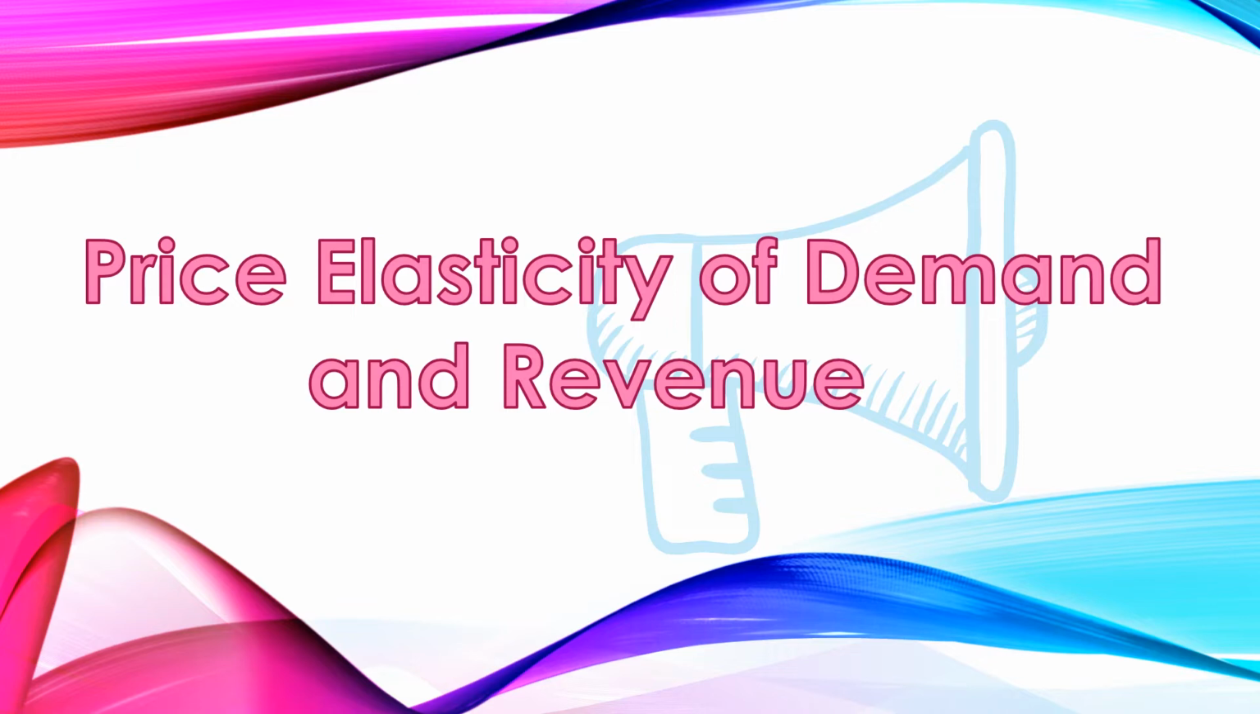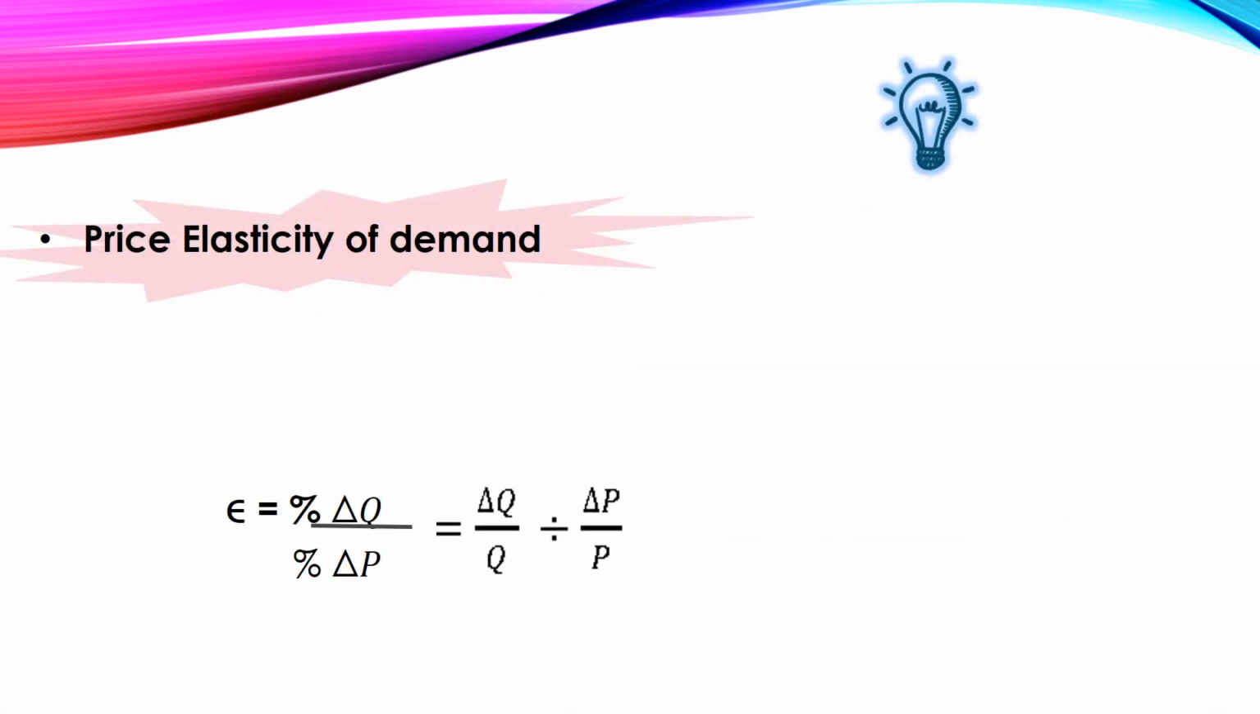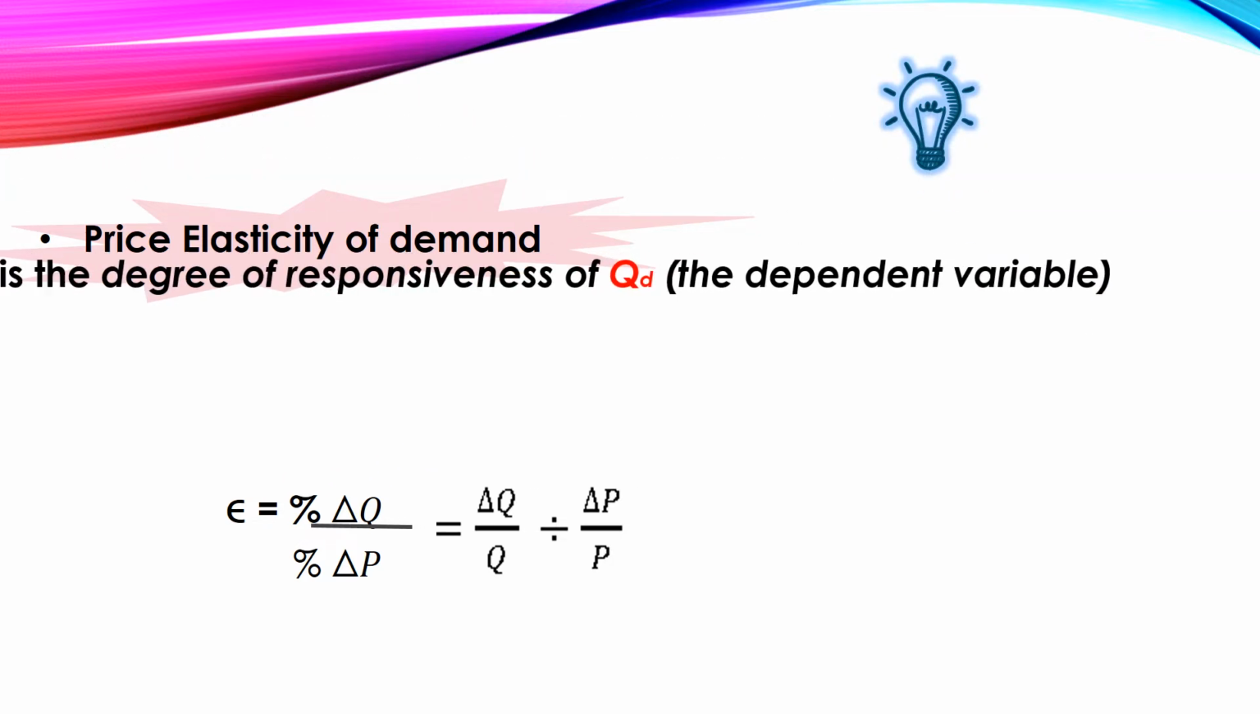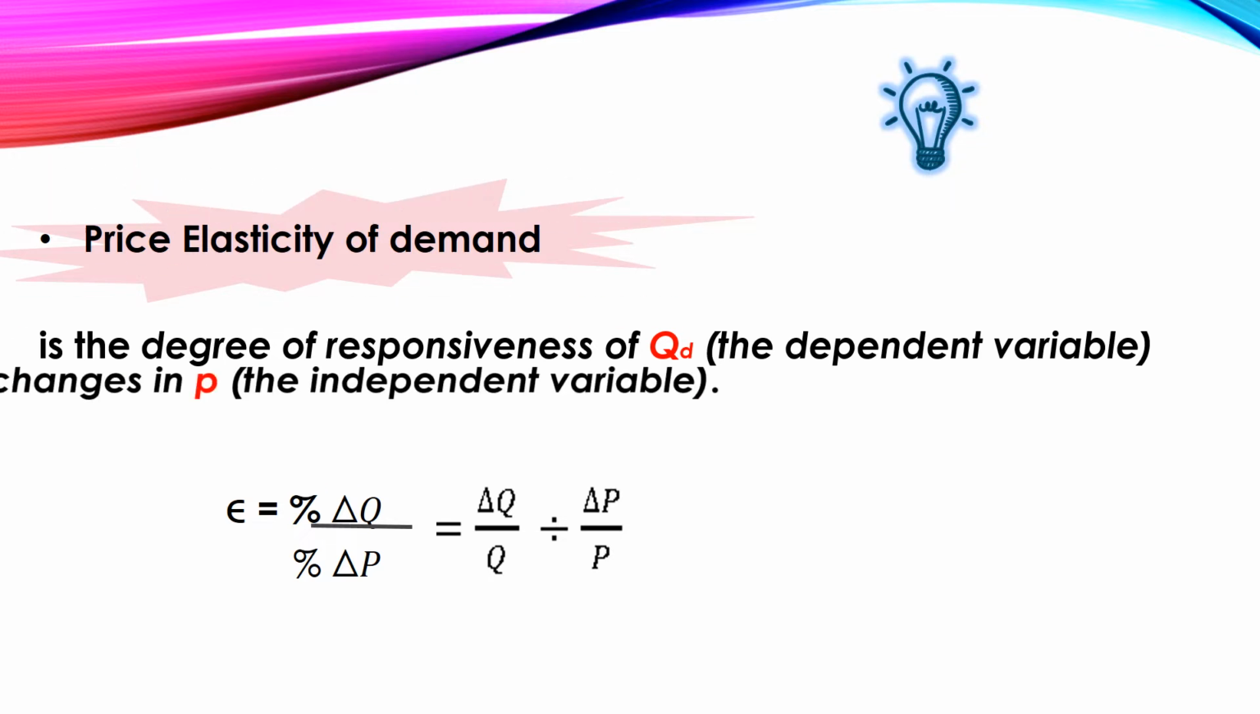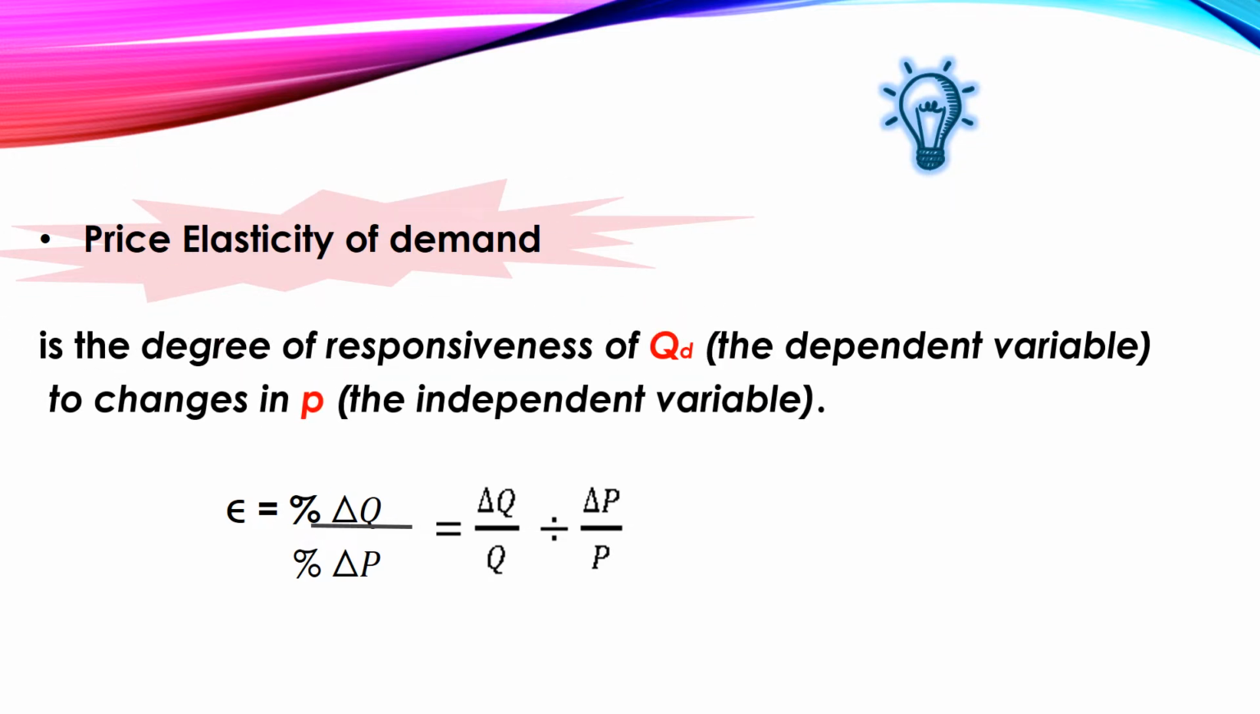Price elasticity of demand and revenue. We start with the meaning of price elasticity of demand. It's the degree of responsiveness of quantity demanded, which represents the dependent variable, to change in price, which represents the independent variable. This is to know if the price increases by 1%, quantity demanded will decrease by how much?